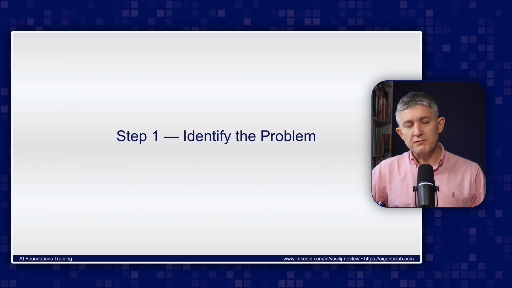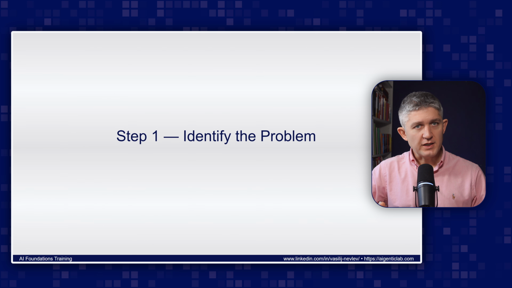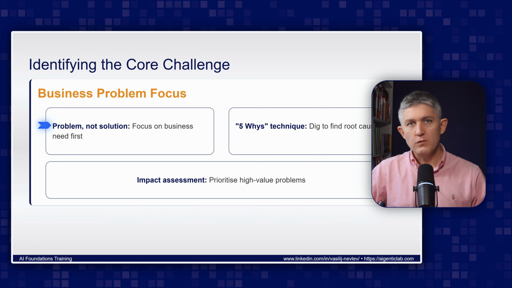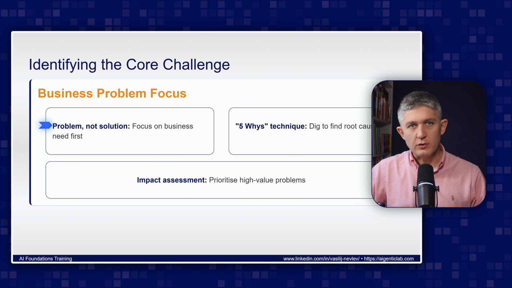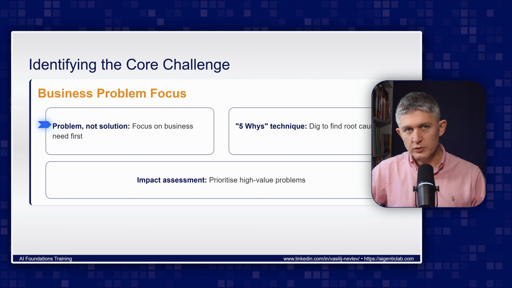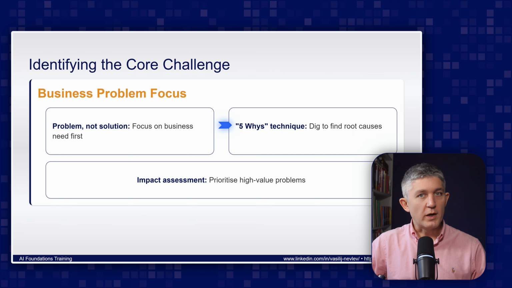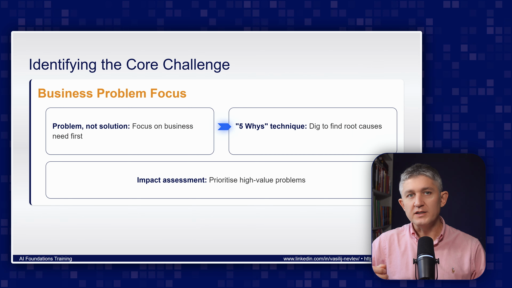Step 1. Identify the problem. We start with the needs and not features and focus on value. Focus on a core problem and not the solution. Anchor to the business outcome you want to improve. Consider using 5 whys to get past the symptoms and identify the root cause. Keep asking why until you hit the root cause and it's clear.